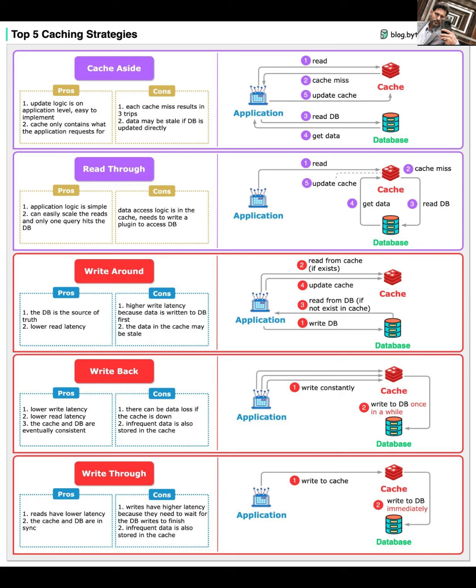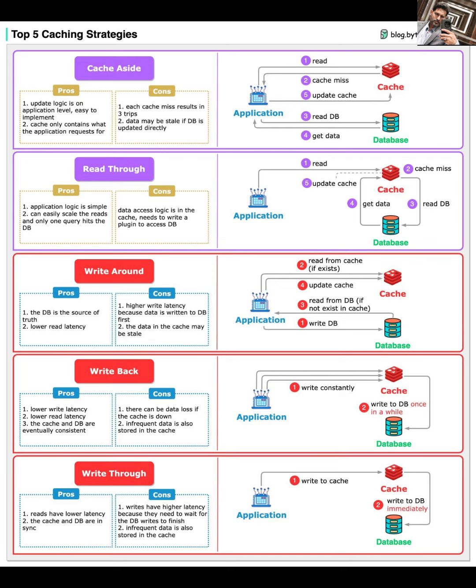How it works: when your application needs data, it first checks the cache. If the data is not in the cache, a cache miss, the application then reads from the database. Once it gets the data from the database, the application updates the cache with that data before returning it to the user. Pros: the update logic is handled by the application, making it relatively easy to implement. The cache also only stores the data the application actually requests, keeping it lean.